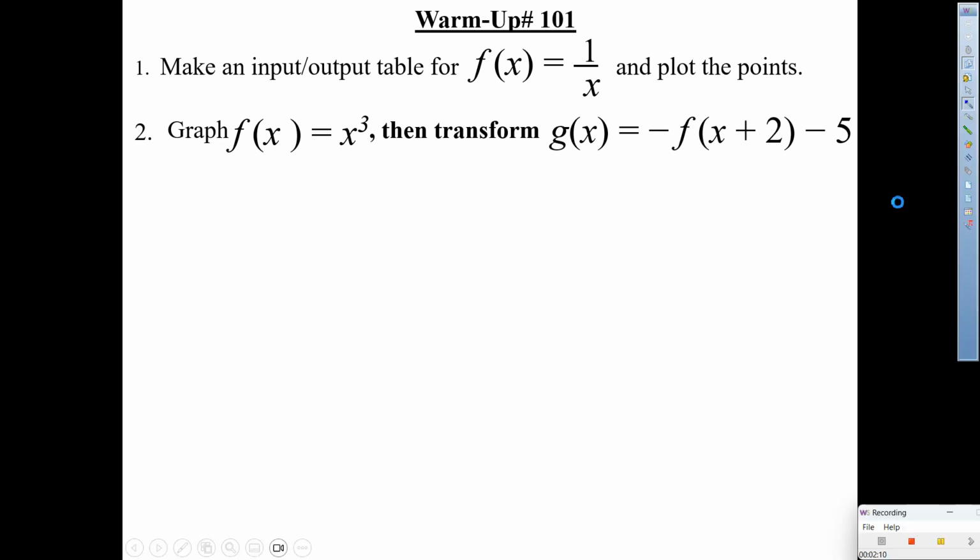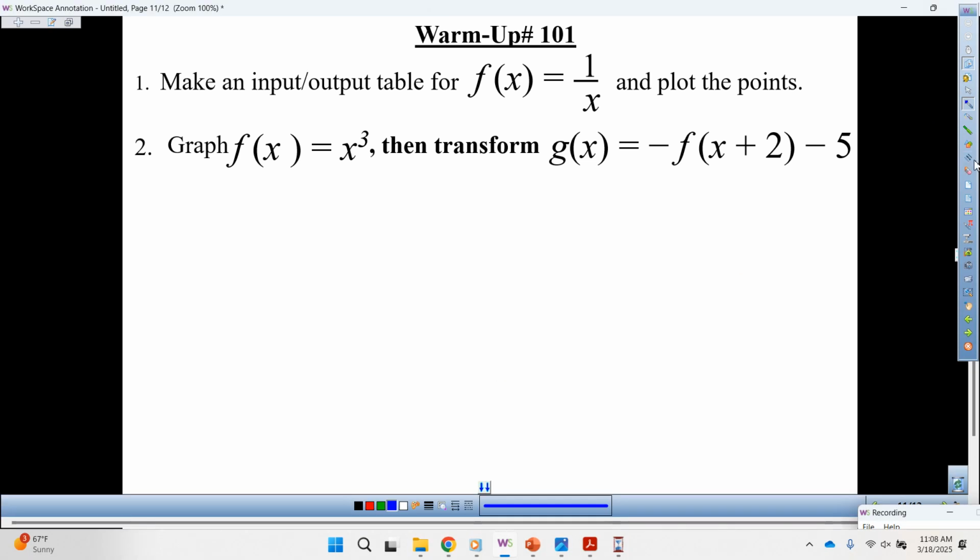Graph f of x equals x cubed. Once again, by now we should be able to graph that without a table. Here it goes. 0, 0, 1, 1, 2, 8, -1, -1, -2, -8.